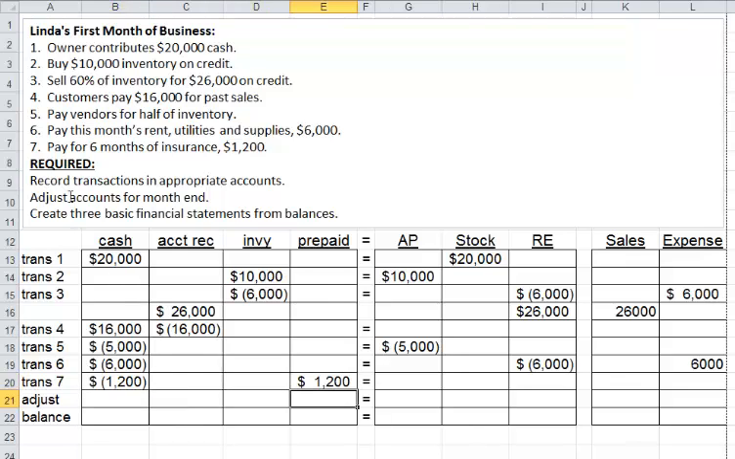Okay, and now what needs adjusting? That prepaid needs adjusting. There's 6 months in there, but now 1 month has expired, the first month of business. And so that insurance expense of $200 needs to be recorded, and expenses reduce retained earnings. And now I'm ready to do my financial statements.